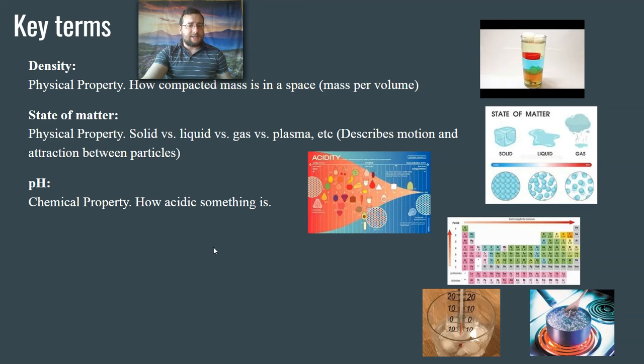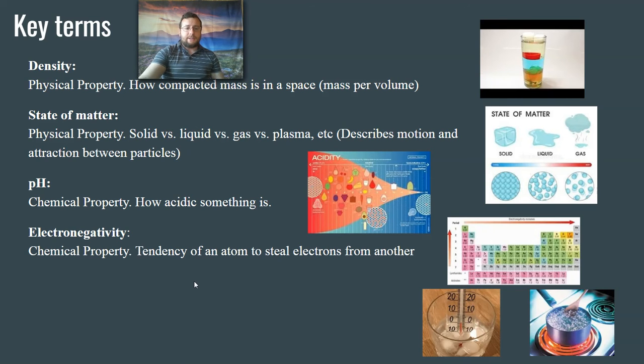pH, or how acidic or alkaline something is, is a chemical property, because it has to do with how it reacts to corrode or steal electrons or interact with other chemicals in particular ways that you learn more about in high school chemistry. But it's a chemical property because it has to do with reacting with another chemical. If you look at electronegativity, again, it's a tendency of an atom to steal electrons from another. That's going to be chemical because it's the idea of reacting to another atom and stealing from it.